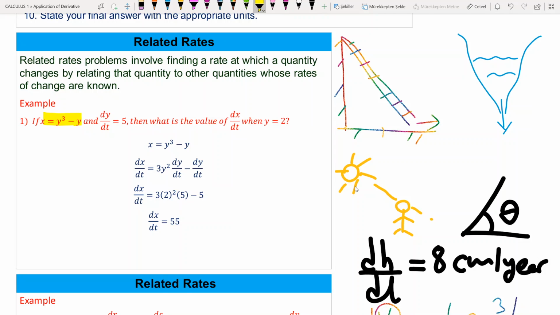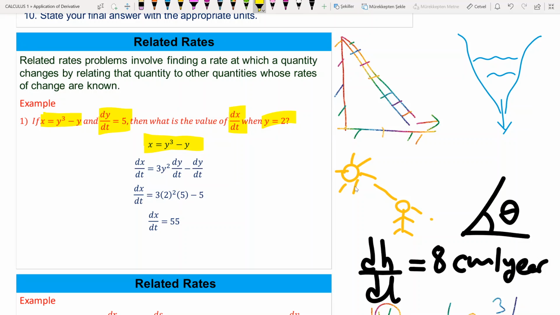x is given as y cubed minus y, y prime is 5. Then what is the value of x prime with respect to t when y is equal to t? As you see, one quantity's rate is given and the change in the other quantity is requested. Now in this question, the equation of the problem is given. And do not forget that each variable is a function. Actually they are not variables. Each notation is a function of t.